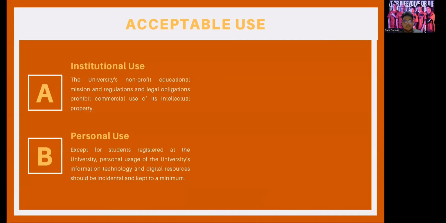Up next is acceptable use. First off for acceptable use is institutional use. So what is institutional use? Institutional use is the university's nonprofit educational mission, and regulations and legal obligations prohibit commercial use of its intellectual property. Next is personal use. So what is personal use? Except for students registered at the university, personal usage of the university information technology and digital resources should be incidental and kept to a minimum.